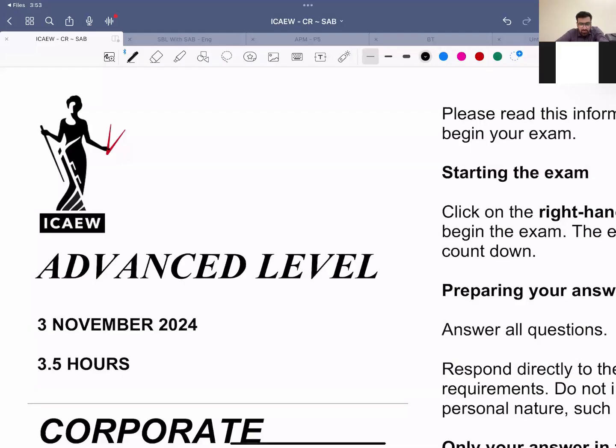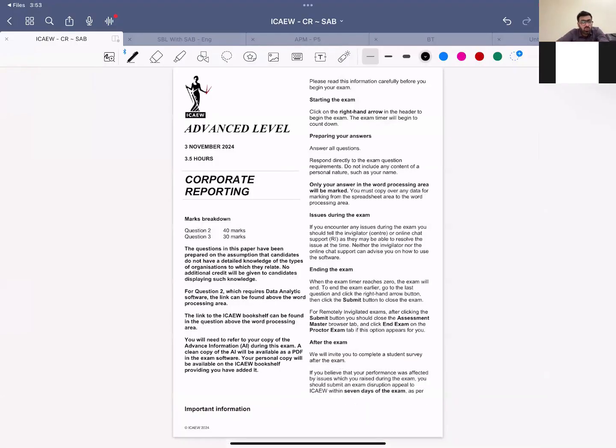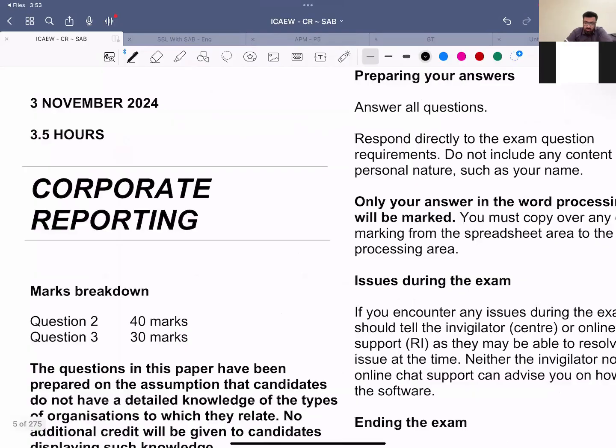So what do we have now? We have one of the recent exams of corporate reporting. In this paper, you must be knowing that we have three questions, right? The first question is probably 30 marks, but the problem is that they haven't given you the first question in this paper. So we'll be solving the second question and the third question so that we know about the recent practice.